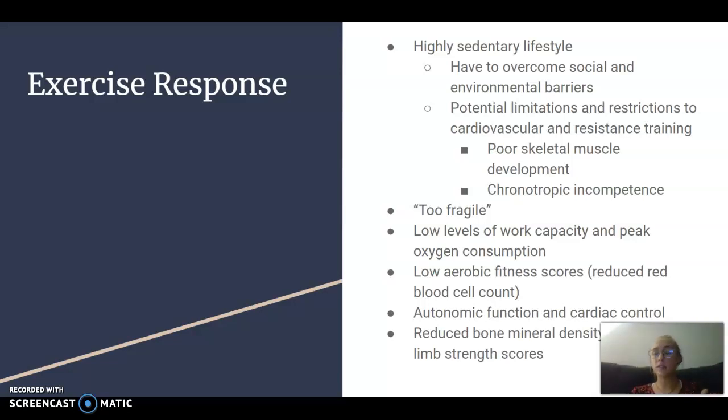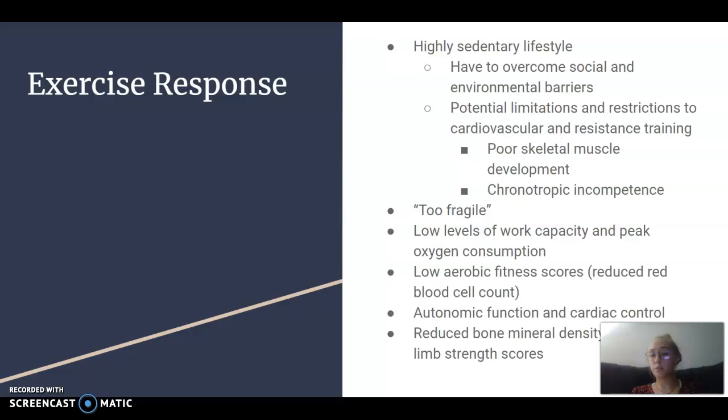Many people don't think it's a good idea for people with Down syndrome to exercise because they're too fragile, but that's not the case. It is very beneficial, just like it's beneficial to someone without Down syndrome, and they're not too fragile. They do have low levels of work capacity and peak oxygen consumption, so it might be a shorter exercise bout for them because of their aerobic capacity.